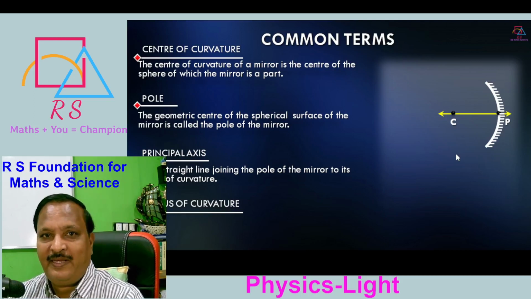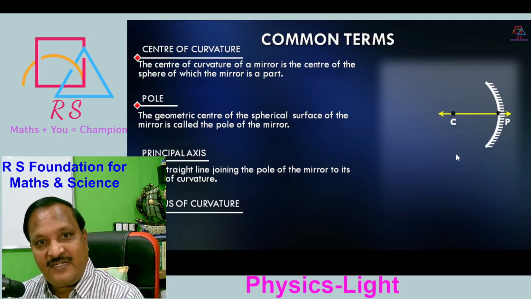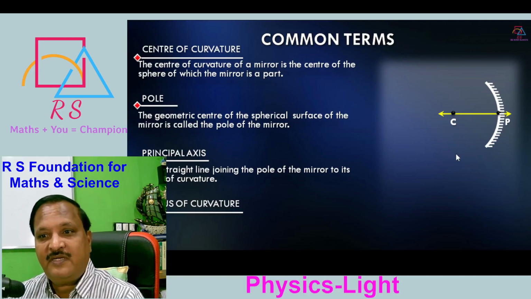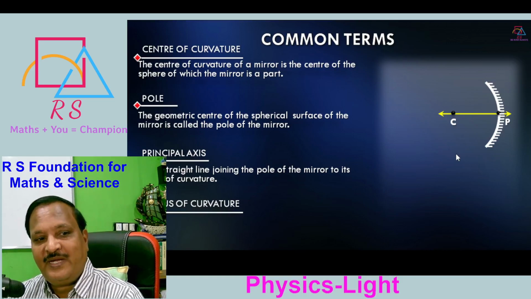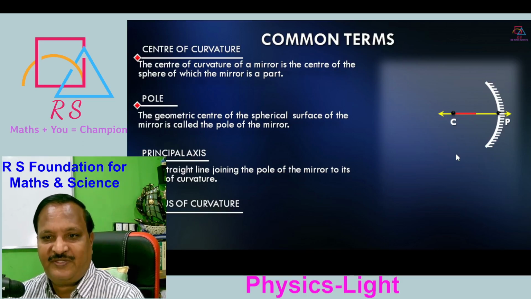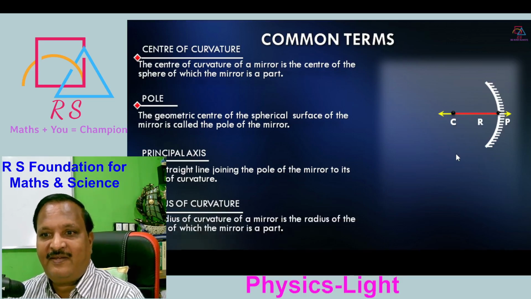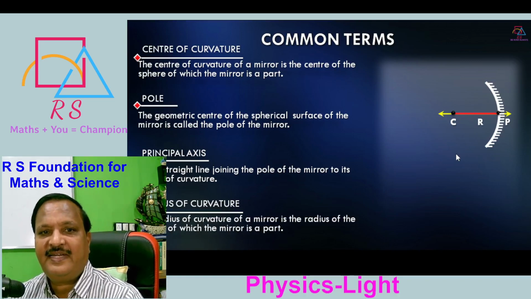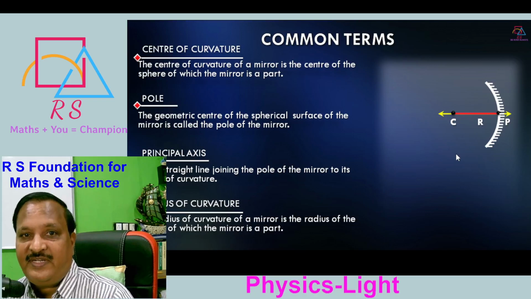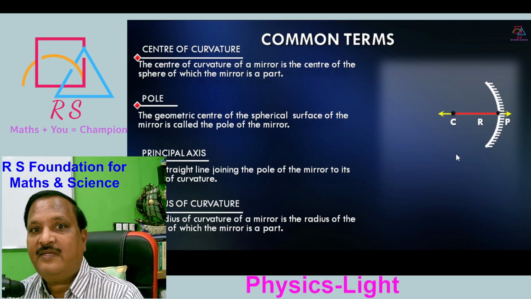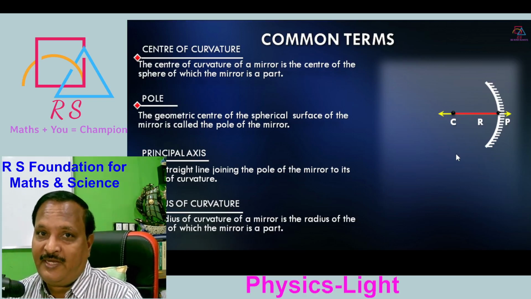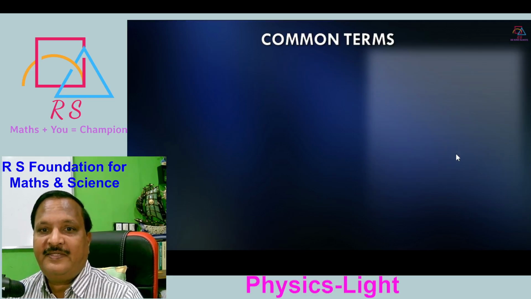The distance between the center of curvature and any point on the mirror is known as the radius of curvature. The red color one is the radius of curvature. In simple terms you can write it like this. So these are the different terms we use with respect to spherical mirrors.